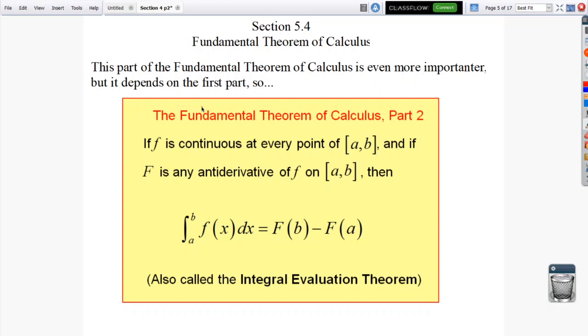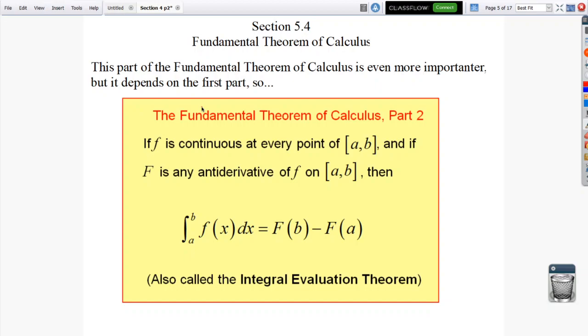And now to look at fundamental theorem of calculus part 2. If f is continuous at every point of the closed interval from a to b, and if capital F is any antiderivative of f on the interval from a to b, then the integral from a to b of f of x dx is equal to capital F of b minus capital F of a.